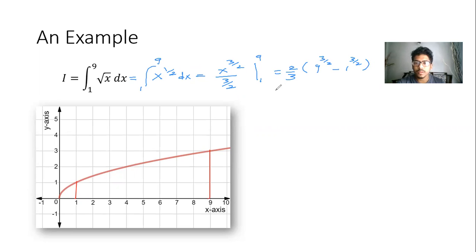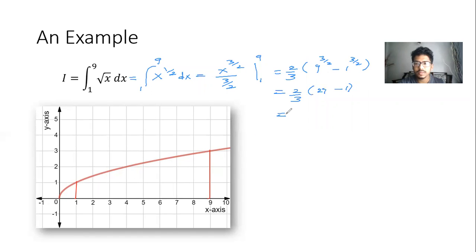Okay, good. So let's simplify this. 2 divided by 3, and 9 to the power 3 over 2. Here we have half in the power component, so half means taking the square root. Square root of 9 is 3, and then cube, 27. Minus, any power of 1 is 1. So 27 minus 1.